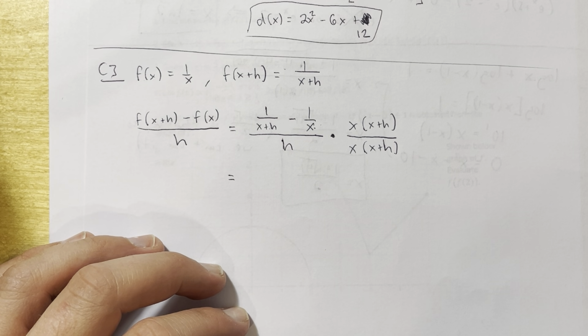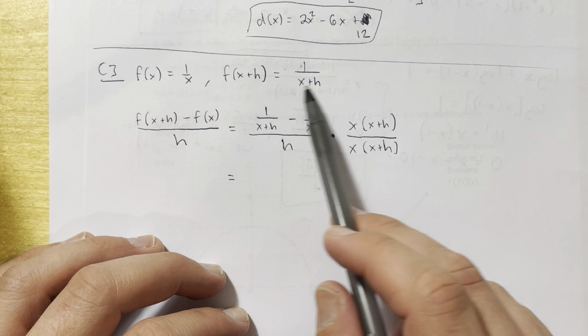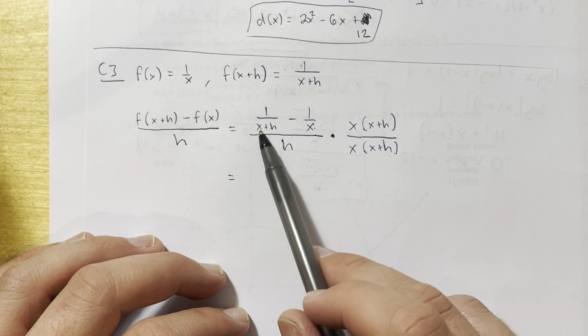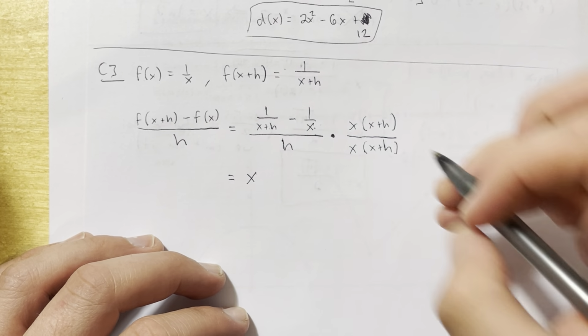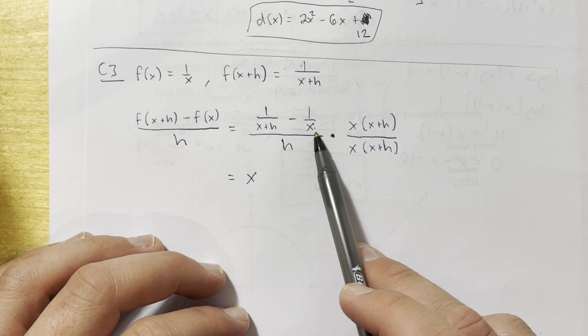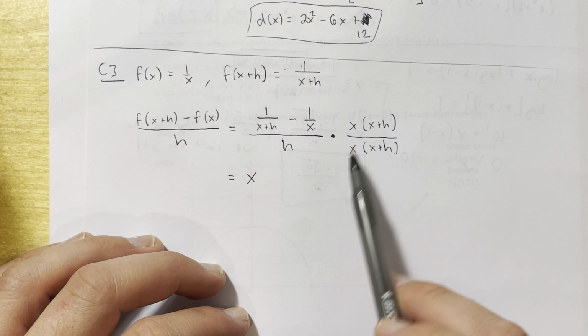Something will cancel in each of those products. So for example, x times x plus h times 1 over x plus h, I'm going to see the x plus h's cancel out and just leave me with this x. Okay? Minus, now I need to multiply x times x plus h to this term, but in this case, this x will cancel with that x, leaving me with x minus h.